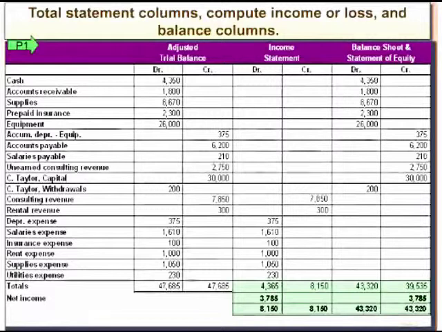First, we subtract total expenses of $4,365 from total revenues of $8,150 to determine net income of $3,785. We move the income to the debit column so that our column totals will be the same. We are not implying that income has a debit balance, but simply that when we put it in the debit column, we get the totals straight.